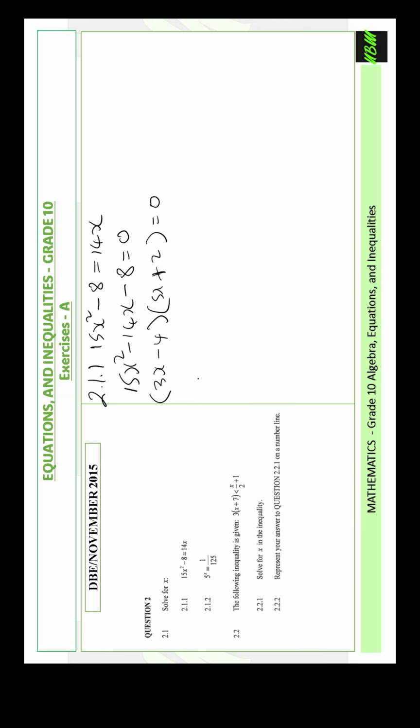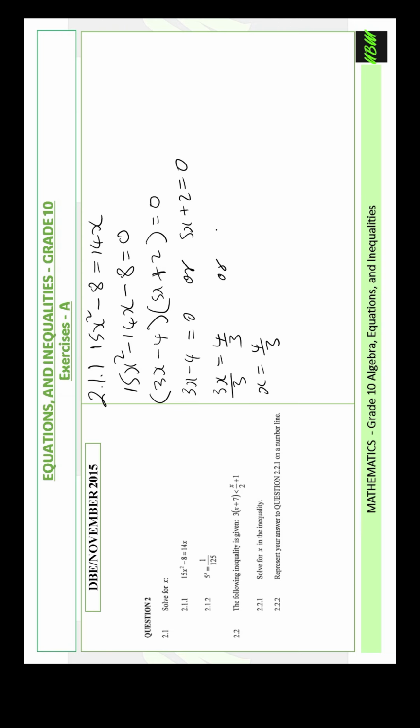All right. Then after factorizing, what do we do? We equate each factor to 0. 3x minus 4 equals 0, or 5x plus 2 equals 0. And then we solve for x. The first equation, 3x transpose, we get 3x equals 4, then divide both sides by 3, then x will be equal to 4 over 3.